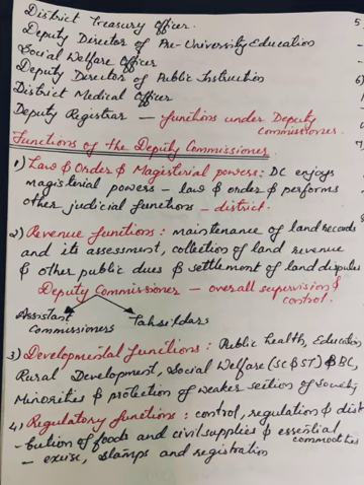Number 3, developmental function. It includes public health, education, rural development, social welfare in the case of scheduled castes and scheduled tribes, welfare of backward classes and minorities, and protection of weaker sections of society. Number 4, regulatory function. It includes control, regulation and distribution of food and civil supplies and essential commodities. The DC also controls matters relating to excise, stamps and registration.